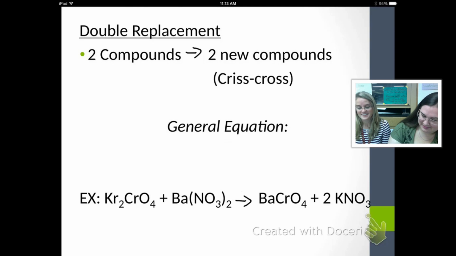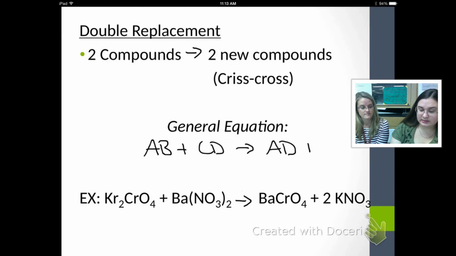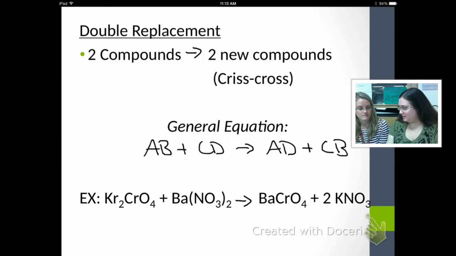Okay. All right. Next one is double replacement. So our word equation is we have two compounds yielding two new compounds. And our general equation for this is going to be AB plus CD making AD plus CB. Now, does it matter which letter goes first and which one goes second? Yes. Same thing as before with the predicting products. The positives have to stay in the front, the negatives have to stay in the back. Cations in front, anions in back. Okay.